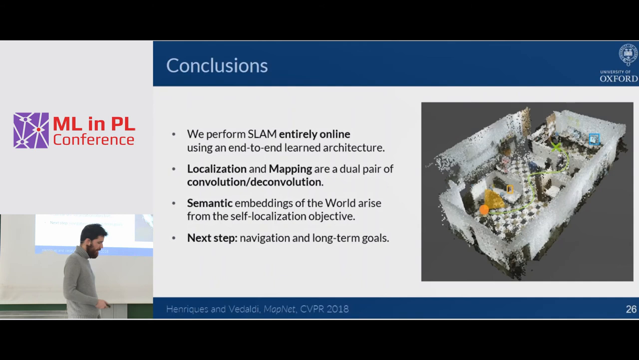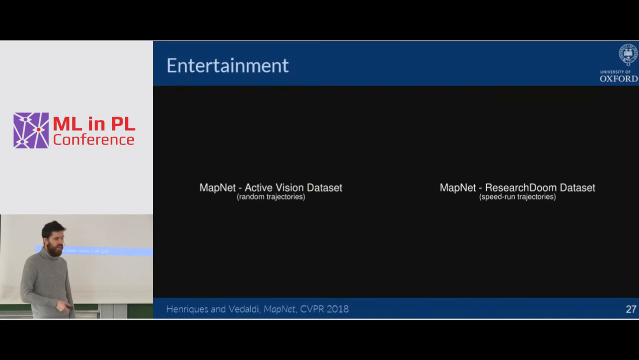It's possible to perform SLAM entirely online with these deep neural networks. The other funny finding was that location mapping can be expressed as a dual pair of convolution and deconvolution, and that you actually get some semantics out of that. And then this is supposed to be a framework that supports long-term goals and navigation, and that will essentially be the next step.